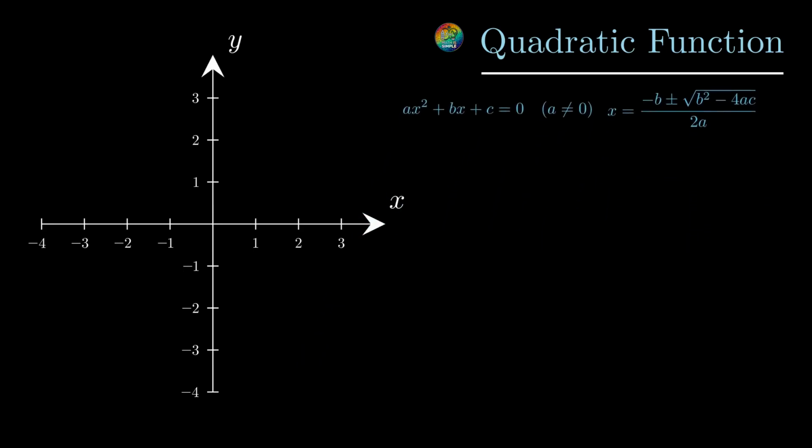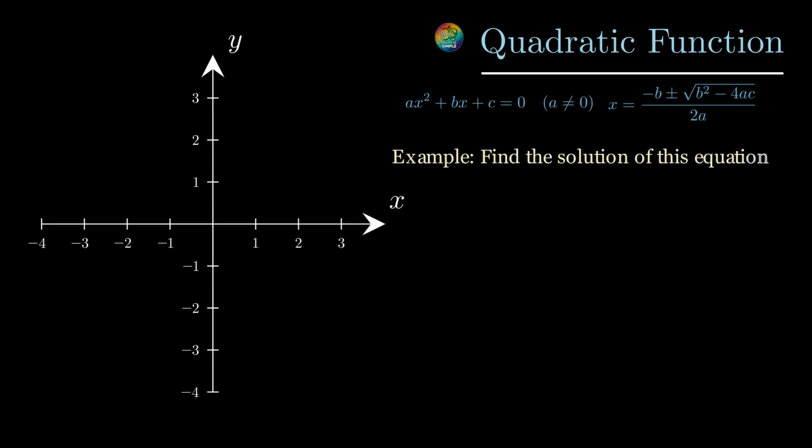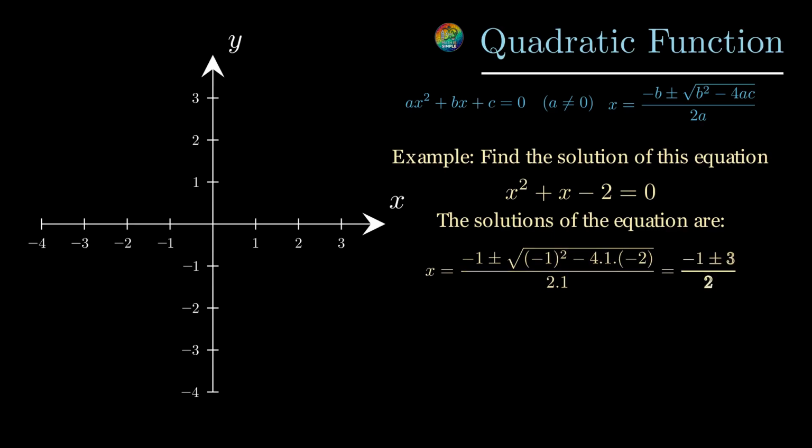Let's apply the quadratic formula to a concrete example. We want to find the solution for the equation x squared plus x minus 2 equals 0. By identifying our coefficients, we see that a equals 1, b equals 1, and c equals negative 2. Plugging these values directly into the quadratic formula gives us two roots, negative 2 and 1. These roots are also where the parabola intersects the x-axis.